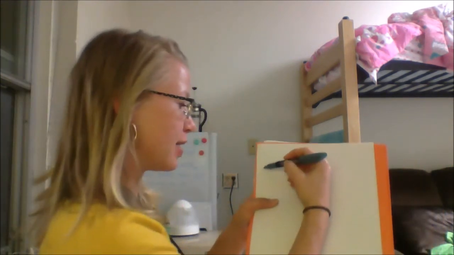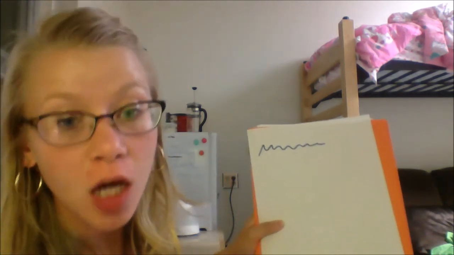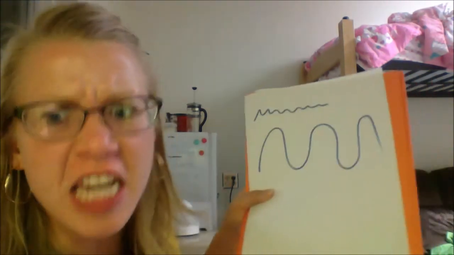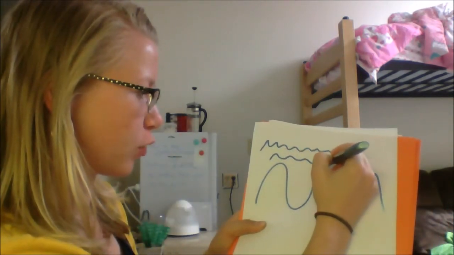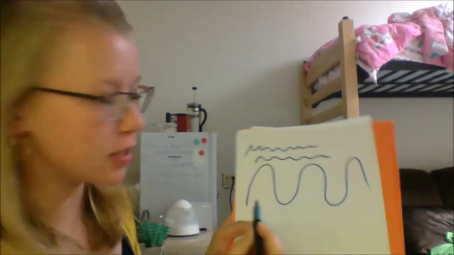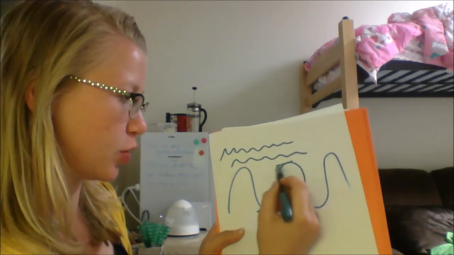So, a sound wave that looks like this would be much softer than a sound wave that looks like this. Okay? This was kind of messy. I'm going to draw it a little bit neater and more even. Okay, there we go. So, this is the amplitude. This wave has a larger amplitude.